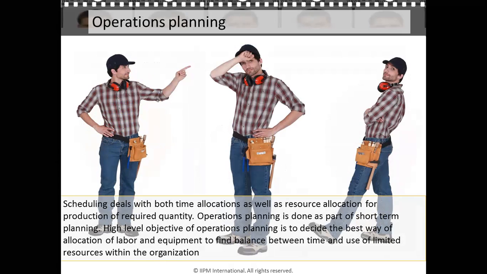Operations planning. Scheduling deals with both time allocation as well as resource allocation for production of the required quantity. Operations planning is done as part of the short-term planning. The high-level objective of operations planning is to decide the best way of allocating labor and equipment to find a balance between time and the use of limited resources within the organization.